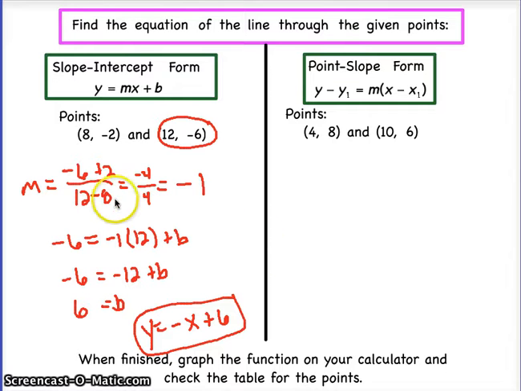Okay, so you'll see that I laid it out for you here. The slope comes out to negative 1. Plugged in my slope, took the second of the 2 points, plugged in for x and y, figured out that b needs to equal 6, so y equals negative x plus 6 should be my slope-intercept form of my equation.